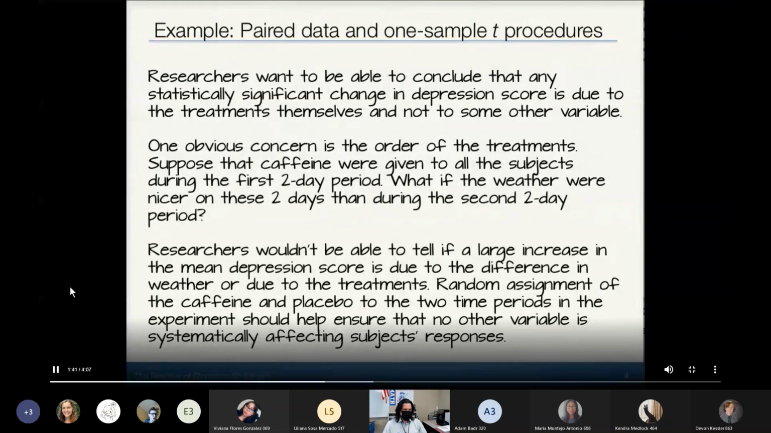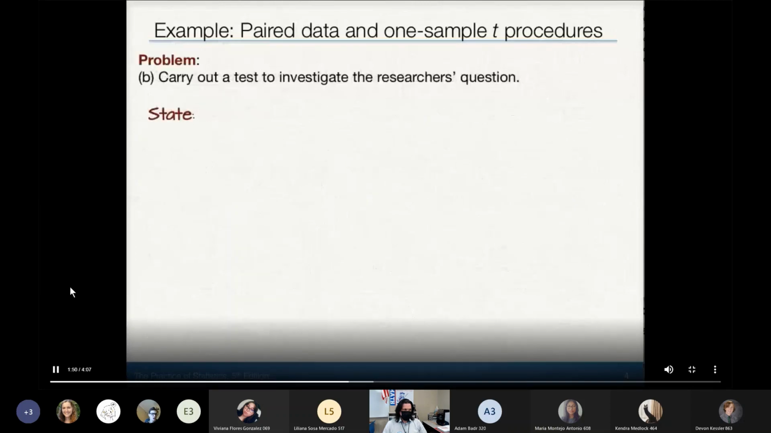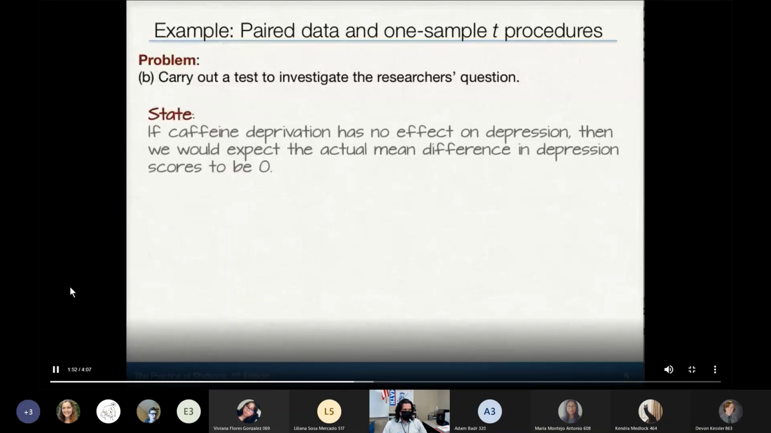Random assignment of the caffeine and placebo to the 2 time periods in the experiment should help ensure that no other variable is systematically affecting the subject's responses. Now let's carry out a test to investigate the question. If caffeine deprivation has no effect on depression, then we'd expect the actual mean difference in depression scores to be 0. That is, the scores when the subjects were on caffeine would be pretty much the same as the scores as when they were on the placebo, so therefore the difference would be 0.